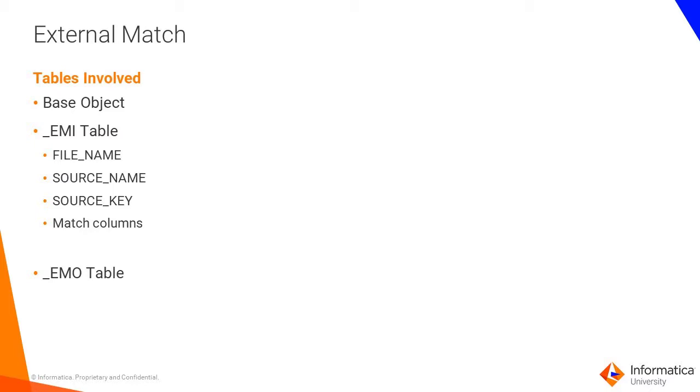The base object has the data that needs to be matched. The underscore EMI table needs to provide the external data that needs to match with the base object. The EMI table has three columns to start with that make up a composite key: file underscore name, source underscore name, and source underscore key. The results of the external match are populated in the underscore EMO table, and the consolidation indicator within the base object will remain at an unchanged 4 before and after the external match.